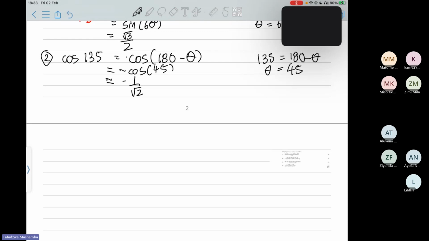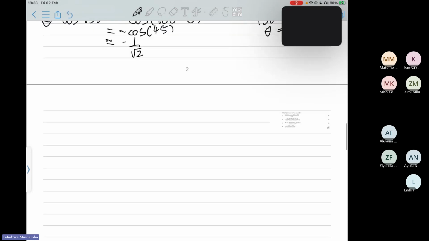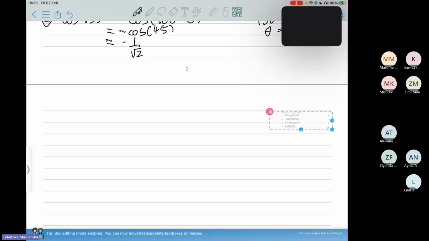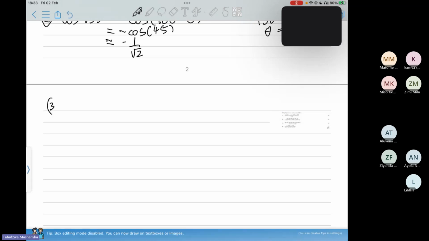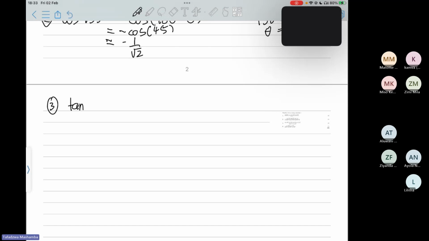So what's the next thing that I want to do? I want to give a question that is slightly different, right? So we dealt with a question that was inside that second quadrant, but what if we have a question that's slightly different? Let's say, for instance, if I have tan of 225, how do we solve that?